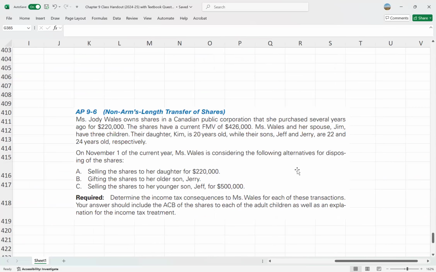Jody is the parent. She has shares in a public company, and the cost was $220,000. The fair market value was $426,000. And so basically we see here that there's a capital gain of $206,000.